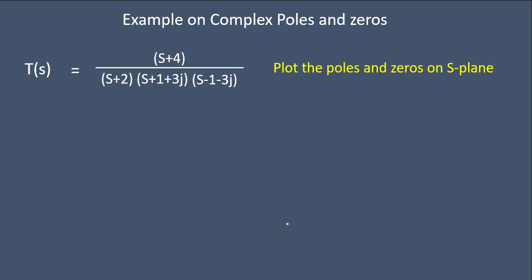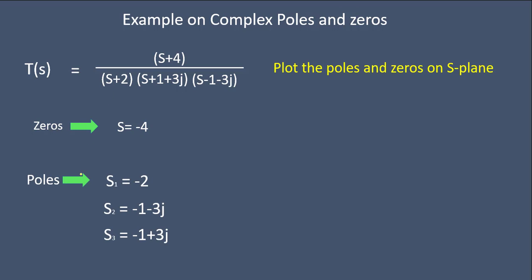Now let us see an example of complex poles and zeros. I have a transfer function T of S and it is given as (S plus 4) upon (S plus 2) into (S plus 1 plus 3j) and (S plus 1 minus 3j). So the zero will be at S is equal to minus 4. If you put S plus 4 is equal to 0, you will get S is equal to minus 4.